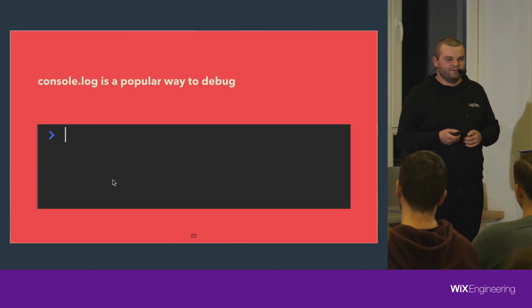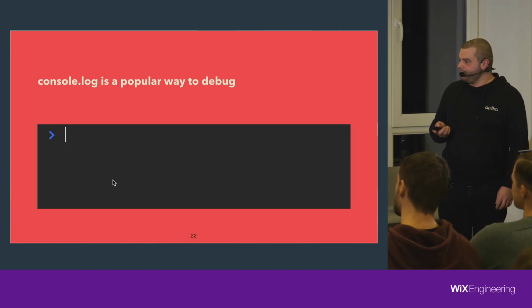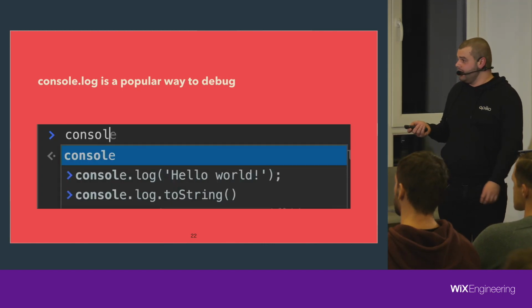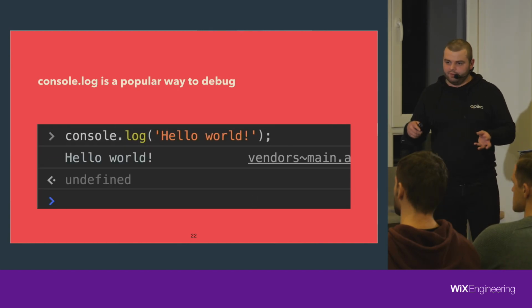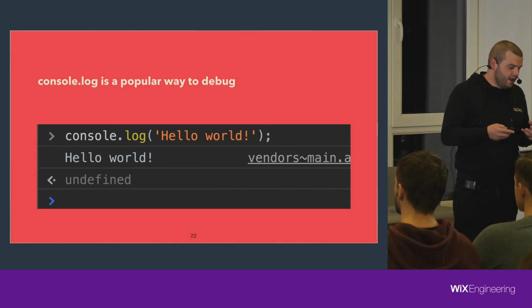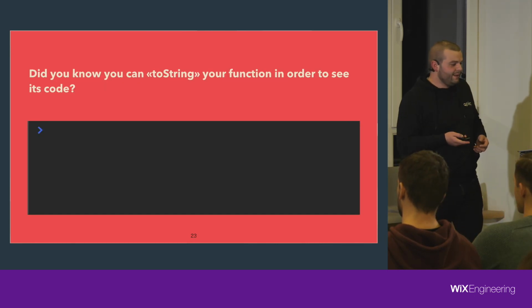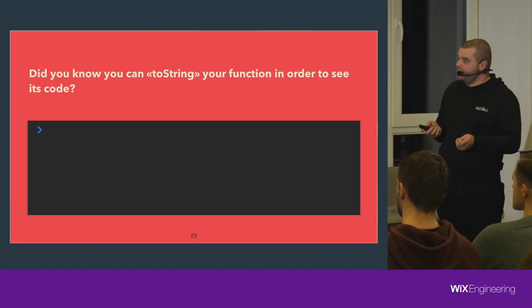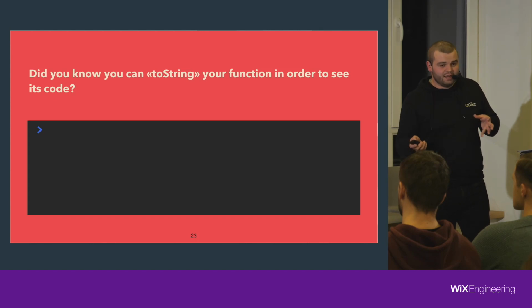Yeah. How many of you use debugger instead of console log? Three persons. Okay. So basically, you can console log something. That's the Chrome console, so all the examples are from the Chrome console. Console log obviously logs something, but did you know you can call toString on your function and see its code?